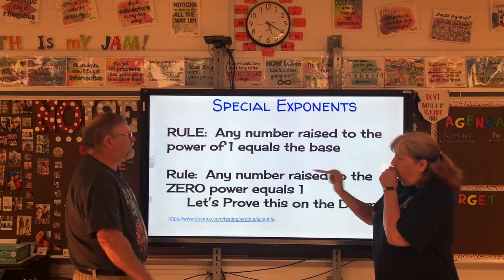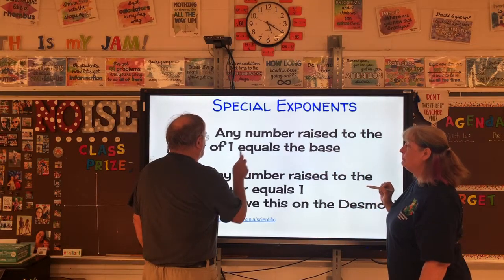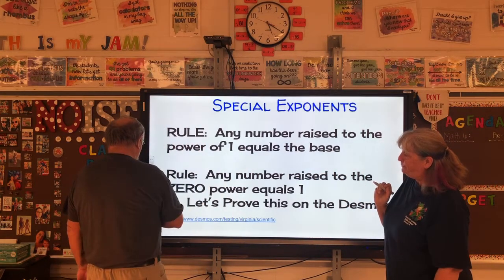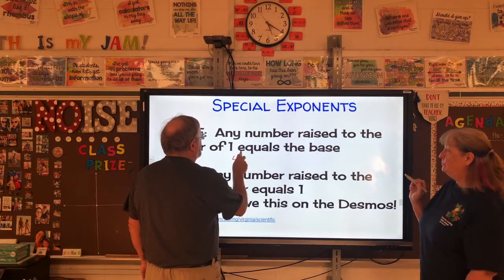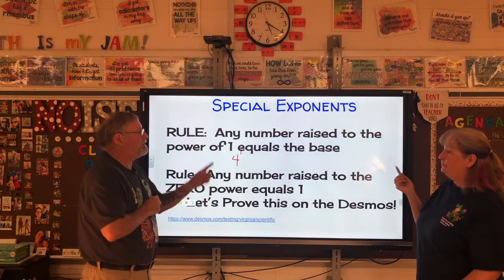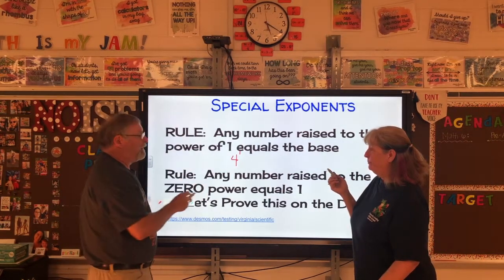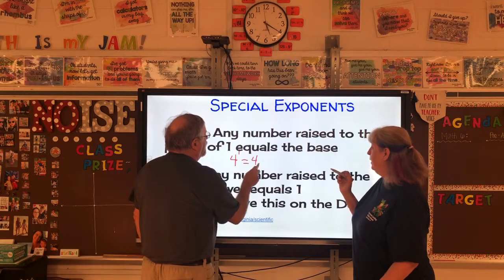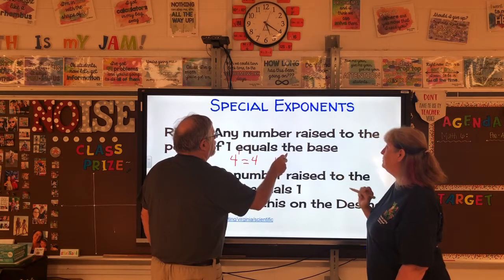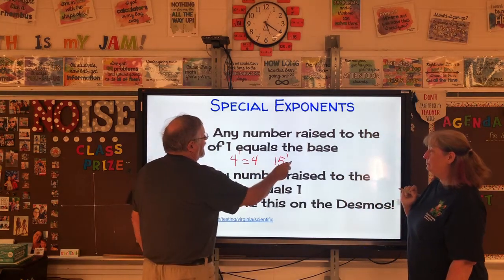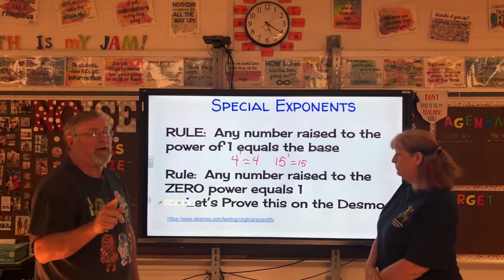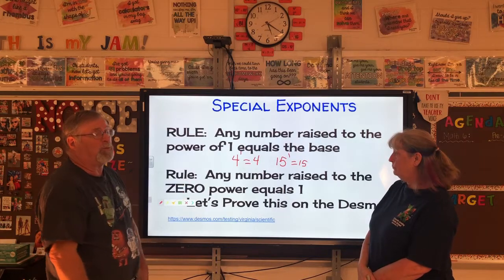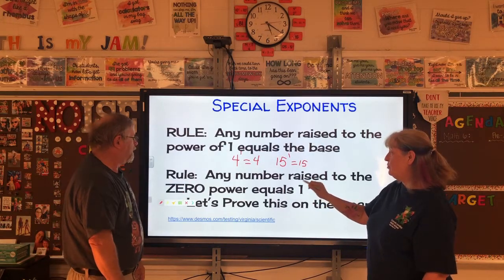So if I have 4 raised to the first power, what does it equal? It equals the base. The base is 4. If I have 15 raised to the first power, what's the base? It equals 15. In a minute, we'll prove it on the Desmos Calculator, but for right now, we want to show you the second rule. This is the kind of tricky rule.